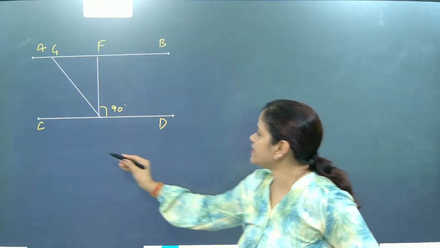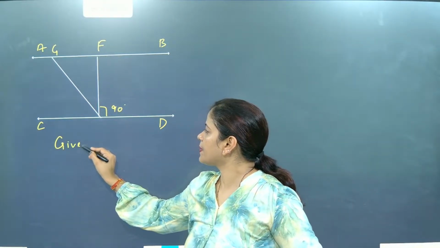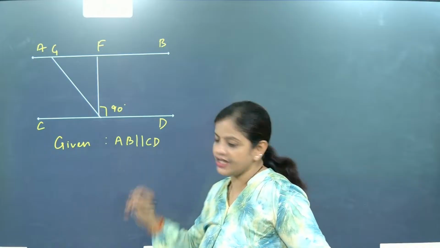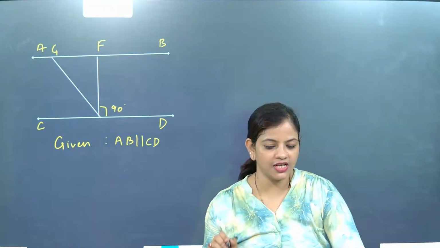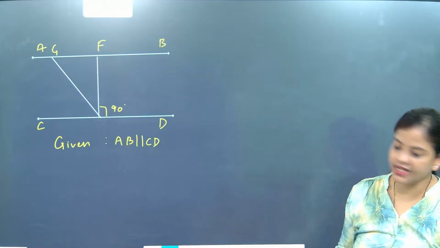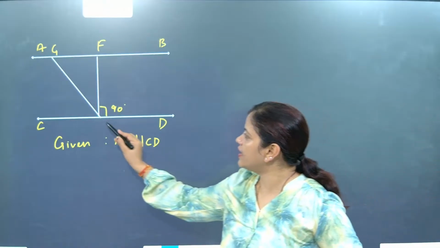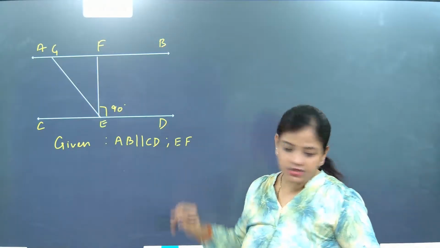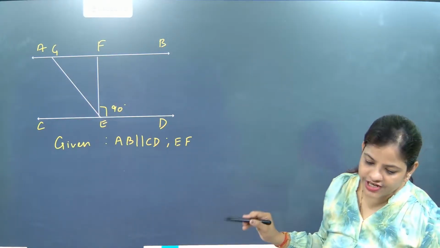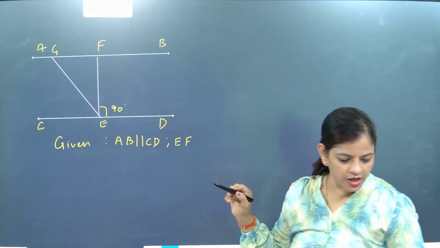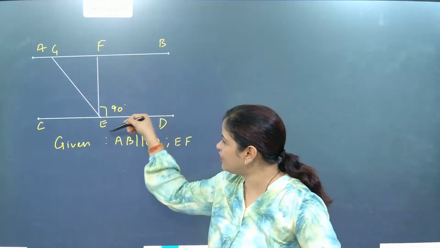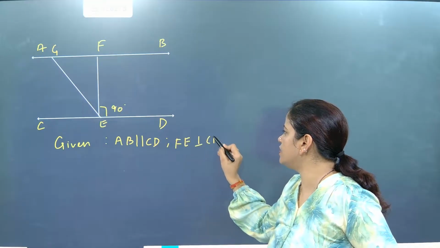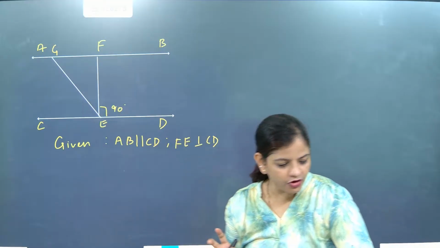Now, what is given is here. AB is parallel to CD. Wow. They have actually given AB is parallel to CD. And another piece of information: E is there. EF is perpendicular, sorry. We must write FE is perpendicular to CD, not EF. FE is perpendicular to CD. This is the second piece of information given to you.